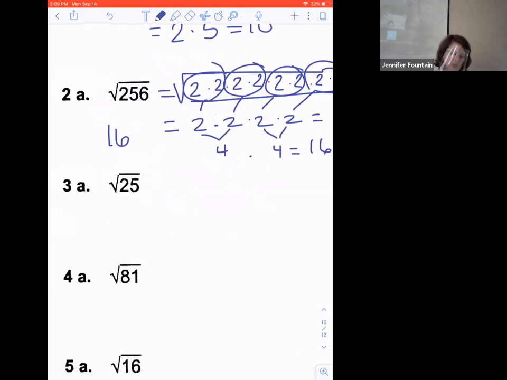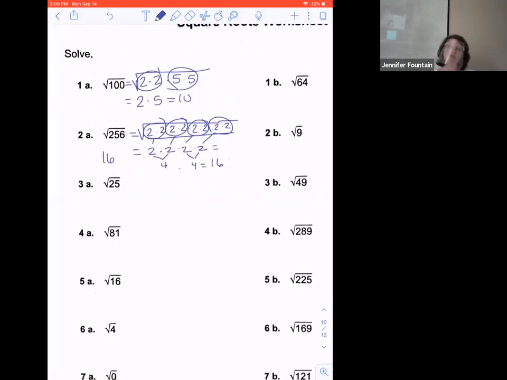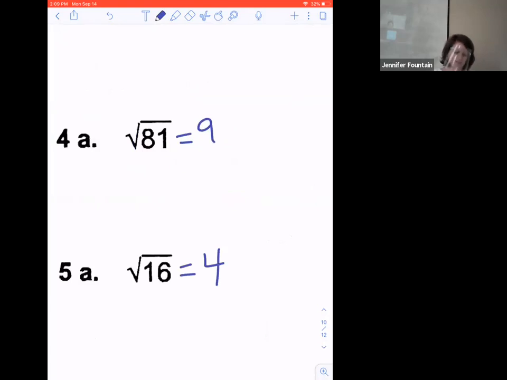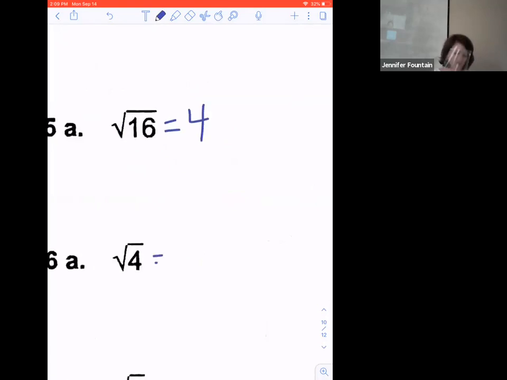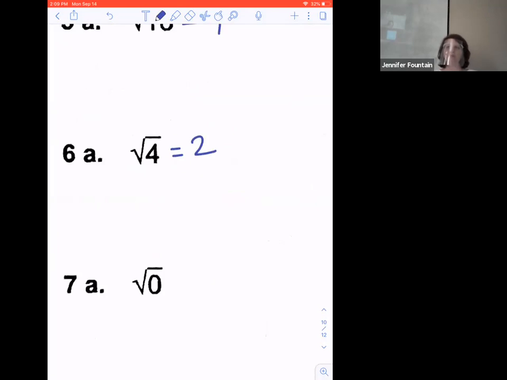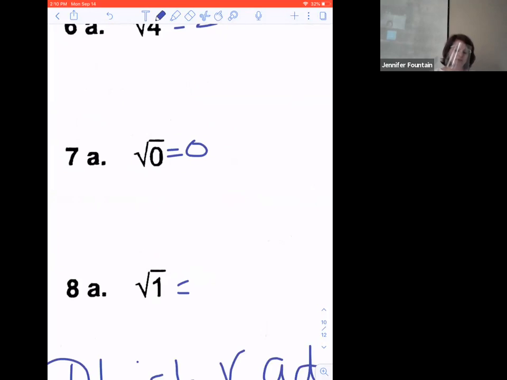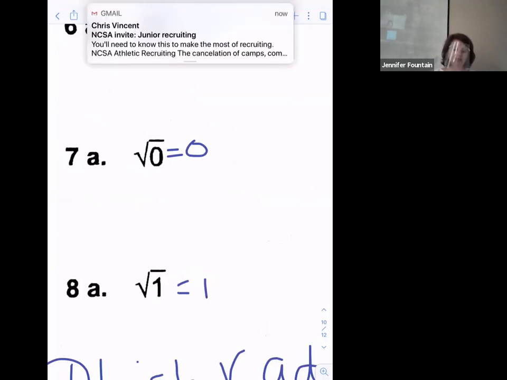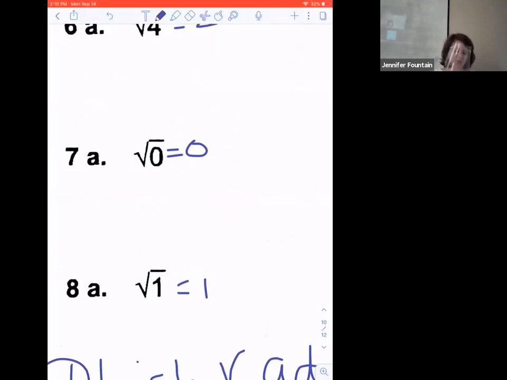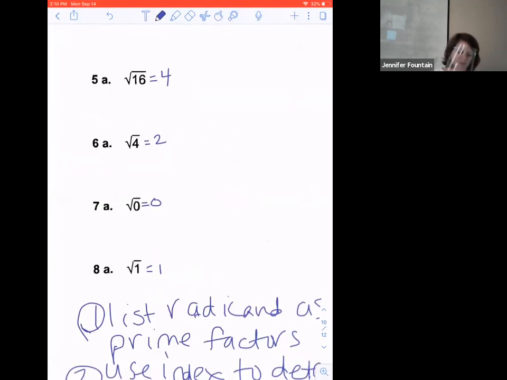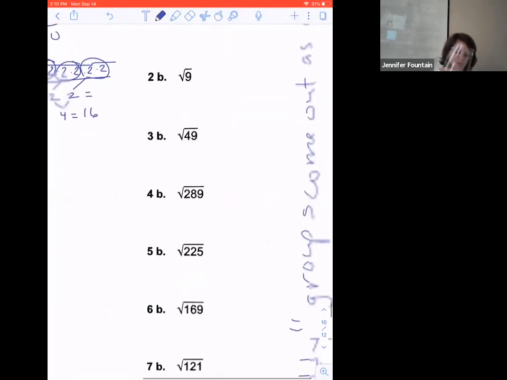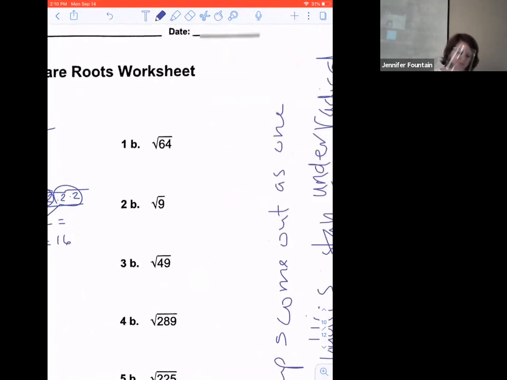What's the square root of 25? 5. Good. What's the square root of 81? 9. Good. Square root of 16? 4. Square root of 4? 2. Square root of 0? 0. Square root of 1? 1. 1 times 1 is 1. Let's see if we have any that are going to be left over. Nope, they're all going to be perfect squares.